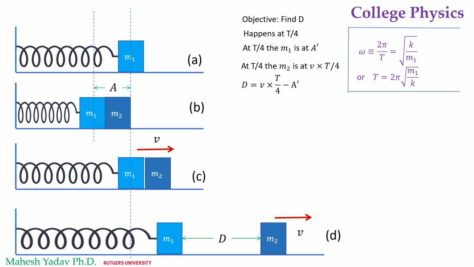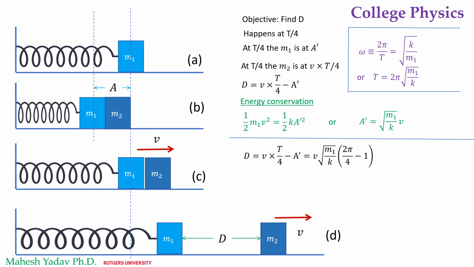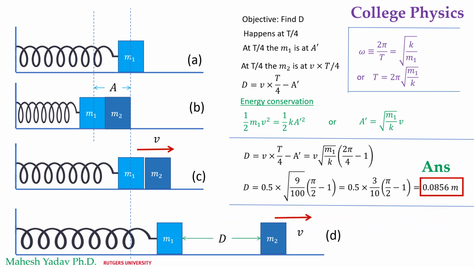We use conservation of energy for mass m1. The kinetic energy at the equilibrium is converted entirely to potential energy at time T over 4, and it is at the new amplitude A prime. And we calculate the value of A prime. We are ready to calculate the value of d. We substitute the value of A prime and the time period, and we finally calculate d as 0.0856 meters. And that is the answer.